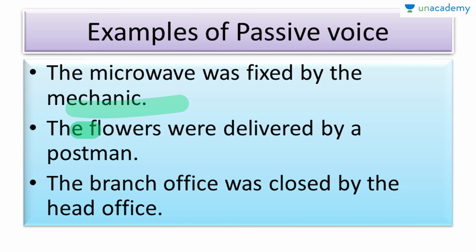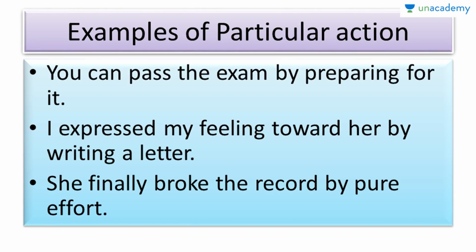The second example, flowers were delivered by a postman. This may appear a kind of weird example, a postman delivering flowers, but nevertheless it is helping you to understand the use of by. The branch office was closed by the head office. The head office closing the branch office is another example of passive voice and thus the use of by. Moving on, example of particular action.